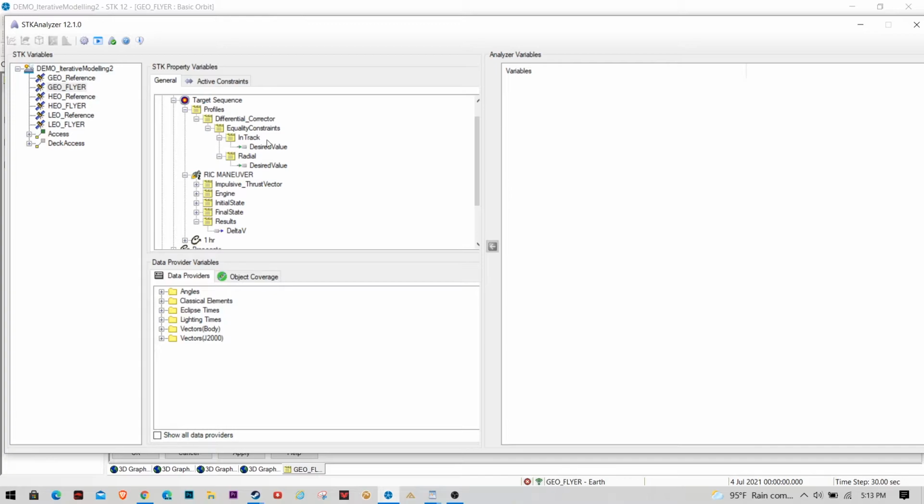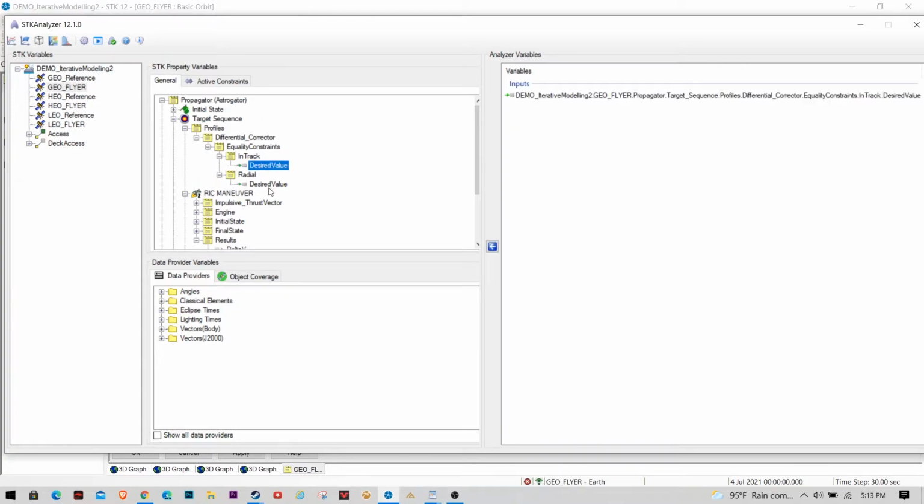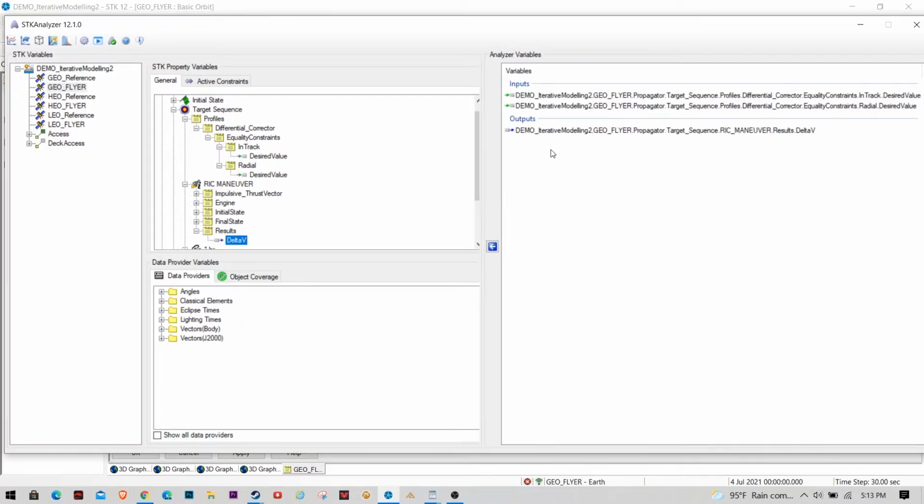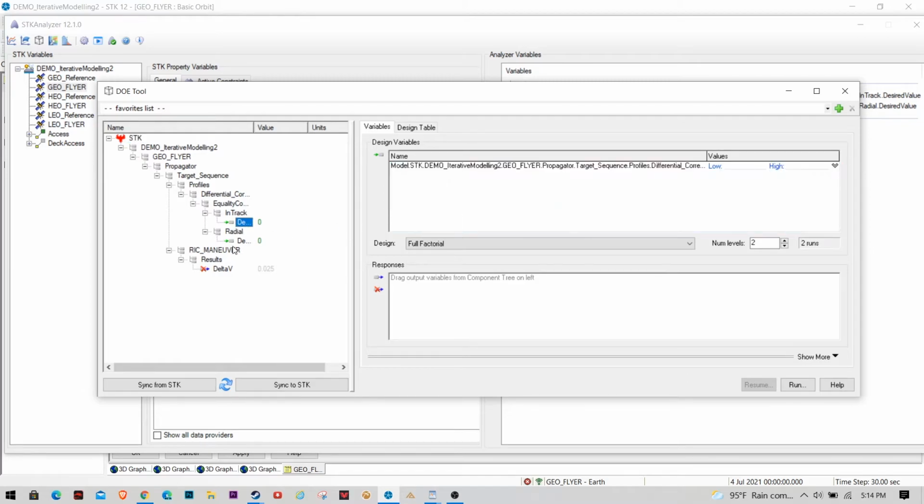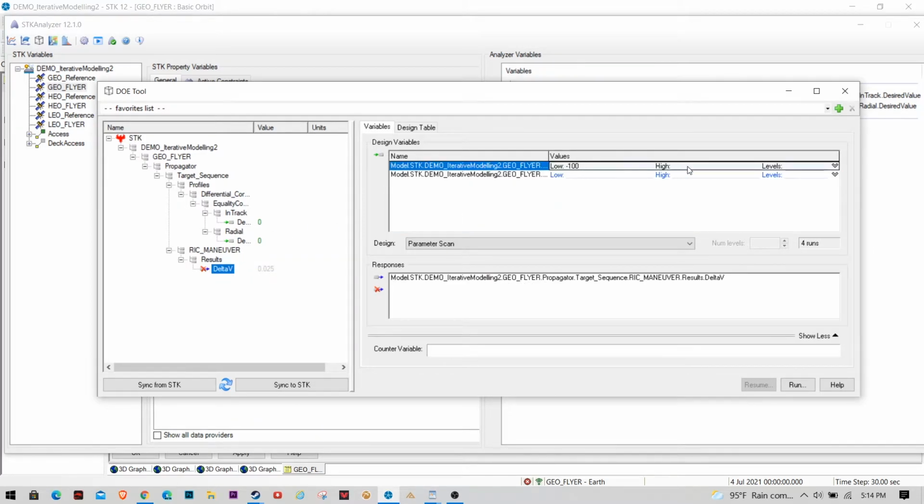Okay, so here we are in Analyzer, and I'm just starting off with a GEO flyer. You go into the target sequence and you get that in-track value and the radial value. Those are your two variables, and then your output is going to be delta V. We'll throw in a design of experiments, in-track and radial. For in-track, we're going to go from negative 100 to 100 kilometers, and for radial, we're going to do the same to keep things symmetric. Just to keep the number of runs low, we're going to do every 5 kilometers between these points, and let's go ahead and get it running.